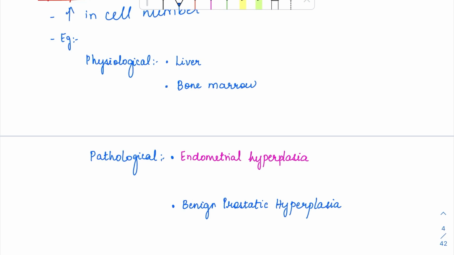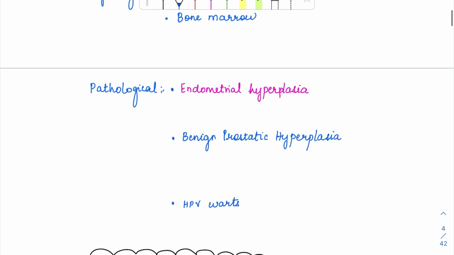Same in hemolytic anemias also. During hemolytic anemias, the RBCs are being lysed and lost. So in order to compensate for this loss in RBCs, the bone marrow will try to increase the production of RBC. So it will stimulate hematopoiesis and erythropoiesis, and that is actually a result of hyperplasia.